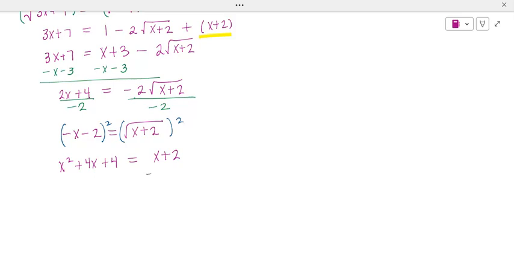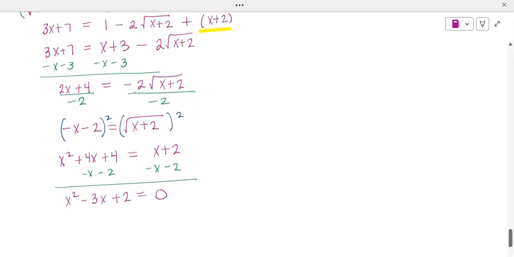Let's move everything to the left-hand side so that we can solve this quadratic. X squared plus 3x plus 2 equals 0. And this factors into x plus 1, x plus 2. Let's pause for a second here. Let's just go back and double check. Yes, this was a positive 3x plus 1 plus 2. Okay, good. We're back on track.